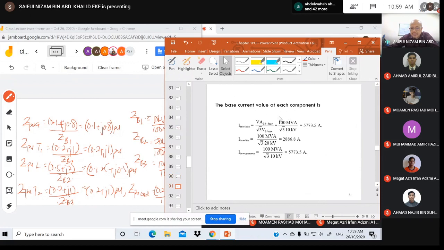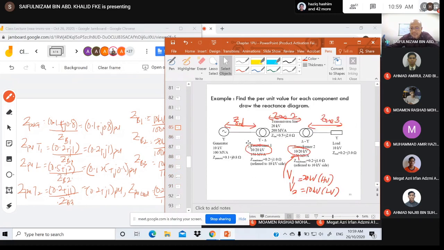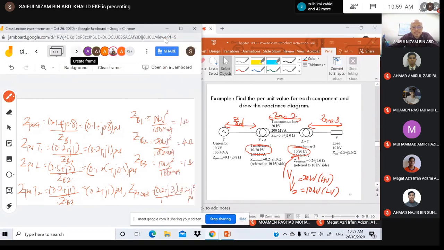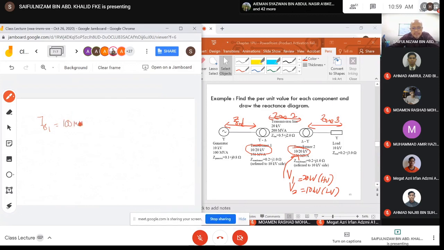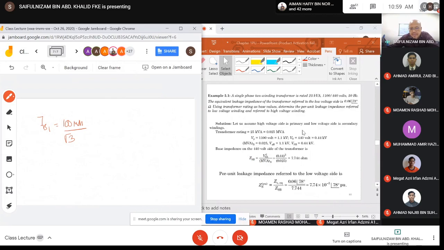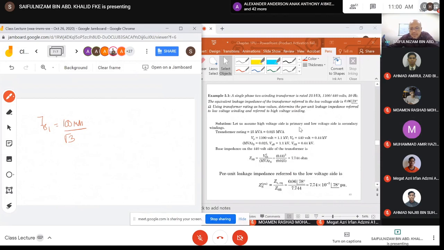Okay, this is the base current, the base current for each zone. We have to find the base current here. So I base at zone 1 equals base MVA, 100 MVA, divided by root 3, since this is a 3-phase. 3-phase or single phase? See the question? Single phase, you see?